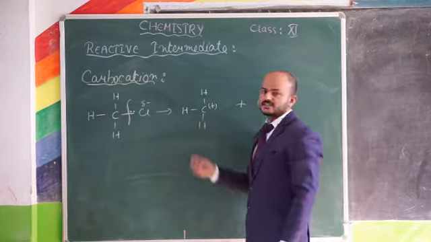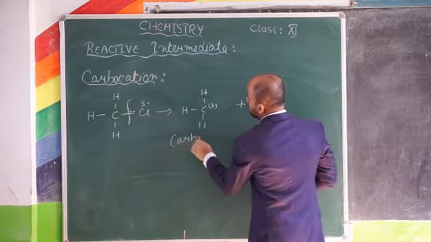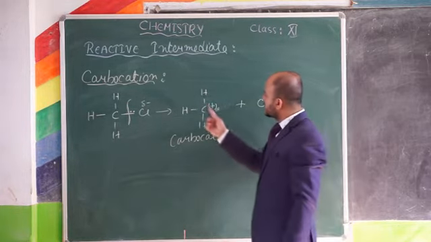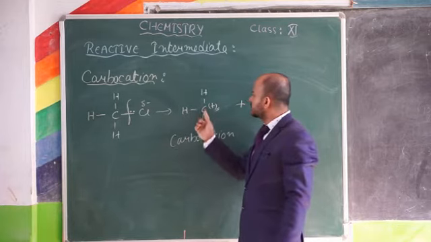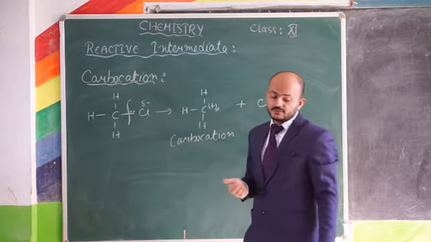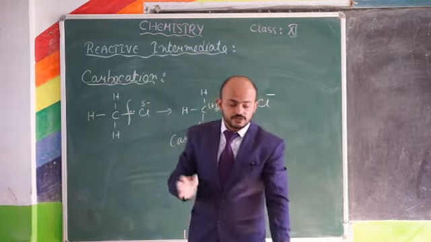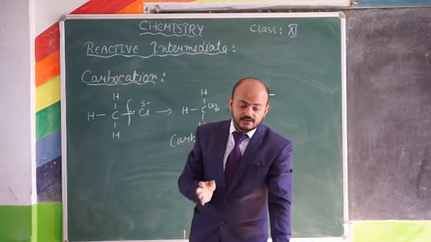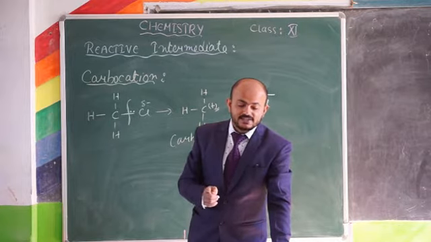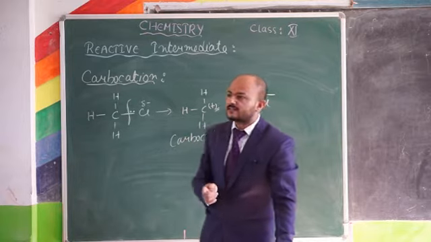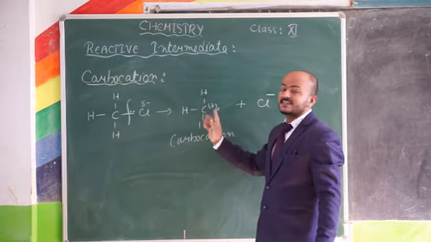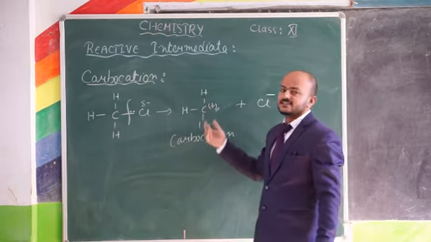Now, this species is known as what? Carbocation. Carbocations have a positive charge, and can you count how many electrons are present with this carbon? 1, 2, 3, 4, 5, 6. So there are 6 electrons surrounding the carbon atom. On page number 12.72, the definition of carbocation is given: an organic ion having a positive charge on carbon and 6 electrons in its valence shell is known as a carbocation. So this is an example of carbocation, with a positive charge and 6 electrons in the valence shell.